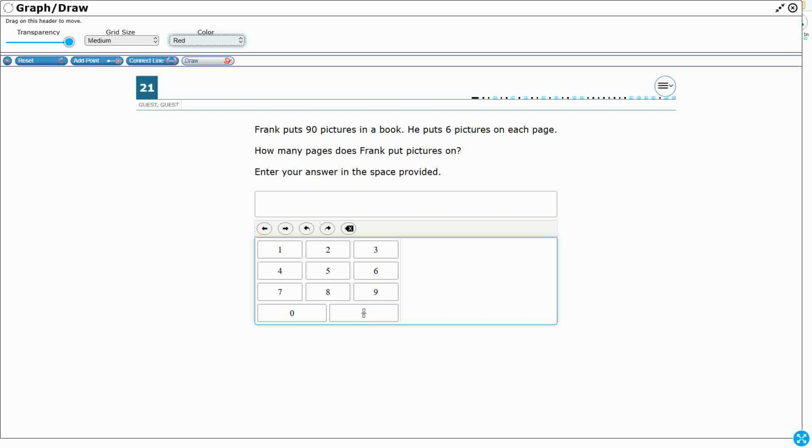So for equation editor, we have no A, B, C, or D to choose from. We just need to type in the answer. So let's work on it. Frank puts 90 pictures in a book, and he puts 6 pictures on each page.